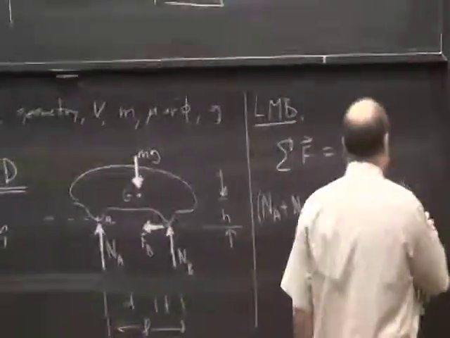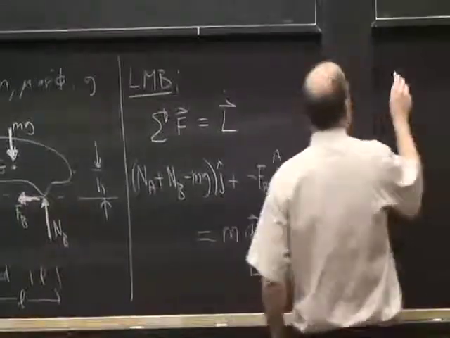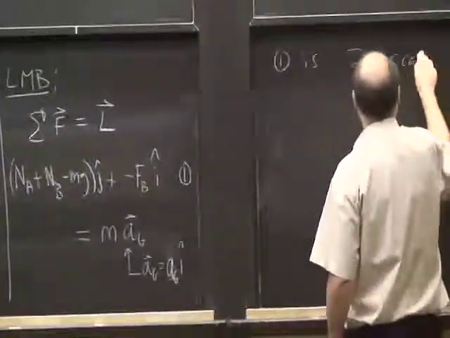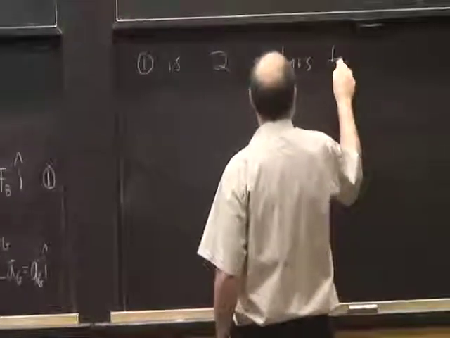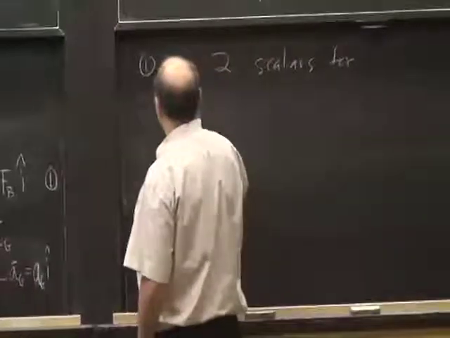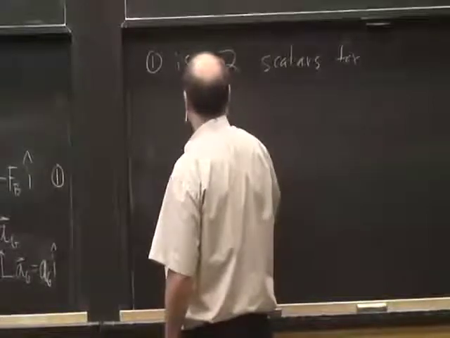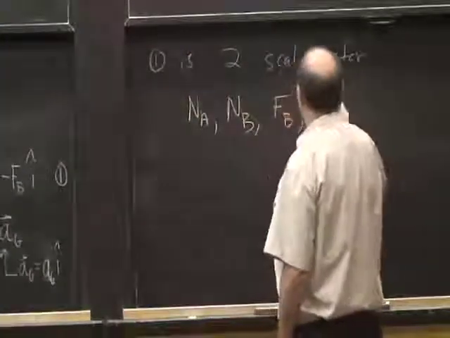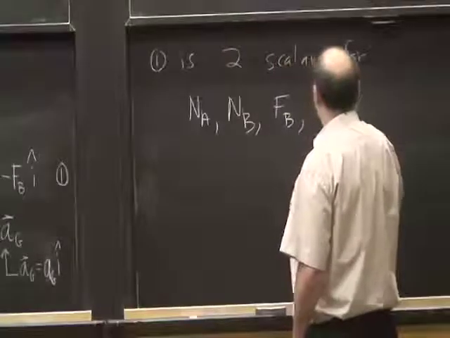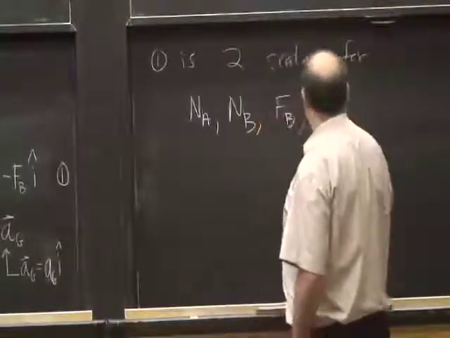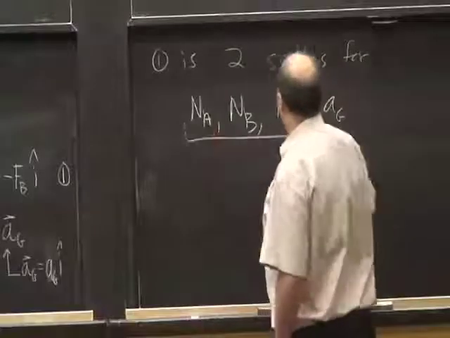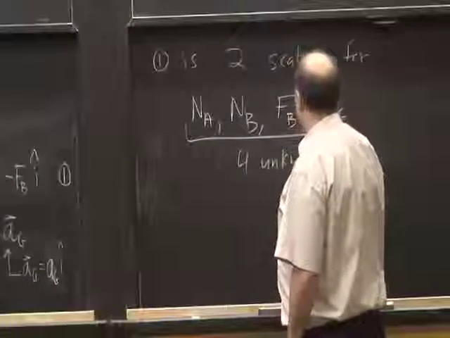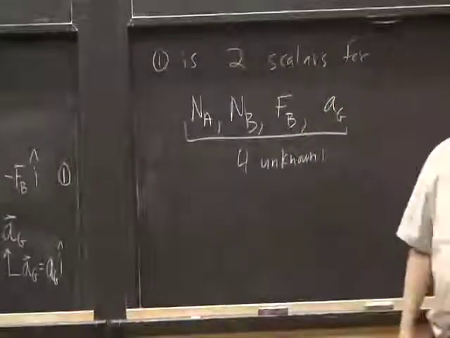Okay, if we call this equation 1, then 1 is a vector equation, and it's two scalar equations for, what do we have as unknowns? We have NA, we have NB, we have the friction force at B, and we have the acceleration of the car, or acceleration of G. So we have four unknowns. Certainly we cannot find all these unknowns from just these two equations.